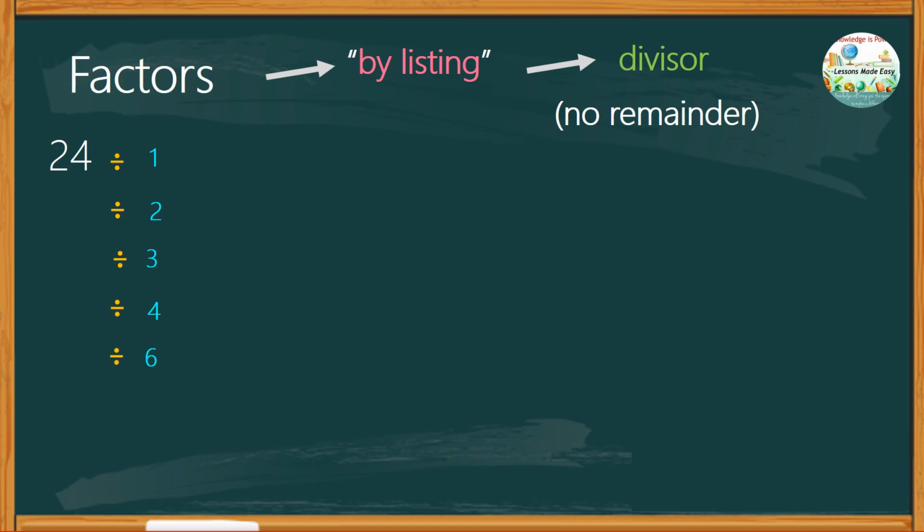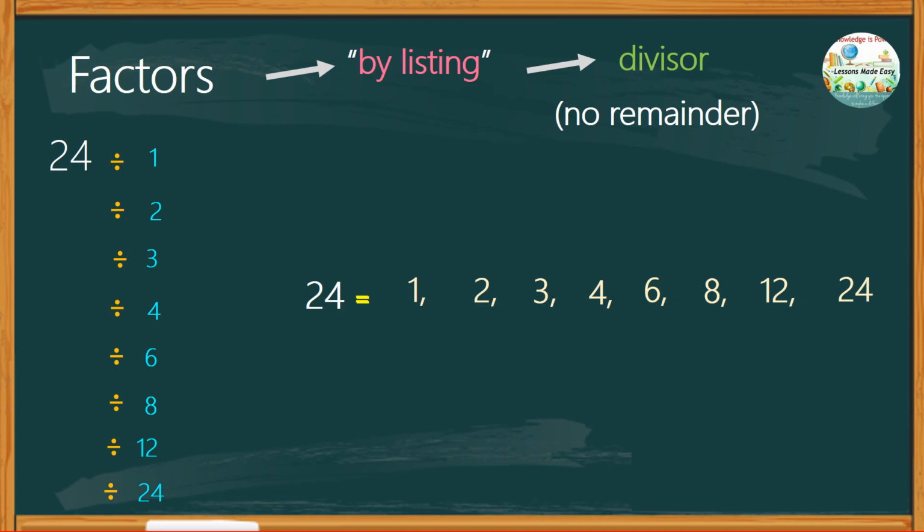Moving on to 6, which exactly divides 24 with no remainder. 8 is fine too. 12, and of course, 24 itself. So the factors of 24 are 1, 2, 3, 4, 6, 8, 12, and 24.